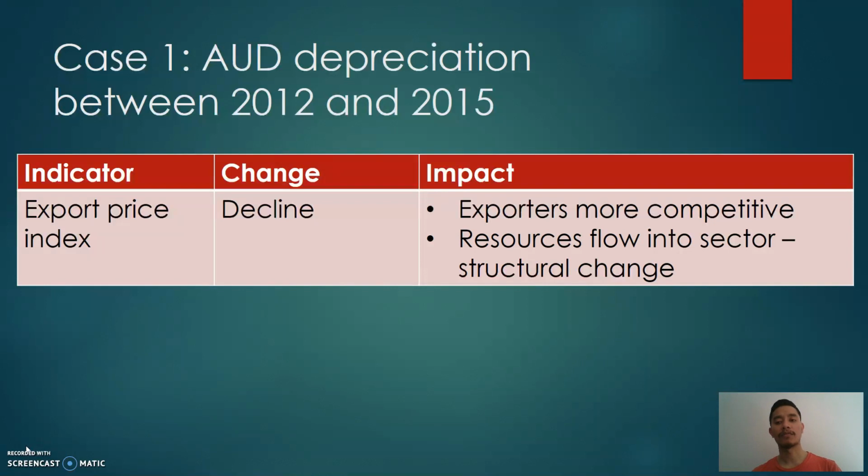A flow-on effect of the increase in competitiveness of those exporting sectors is a flow of resources into those sectors. You know that during the mining boom, a lot of resources flowed into the mining sector because they became more profitable and were able to hire more workers. They were able to buy more equipment. They were able to utilize the resources of the Australian economy in order to create the output that is the export of commodities, and that is an example of structural change. So resources go out of other sectors into the mining sector, which has become more productive and competitive.